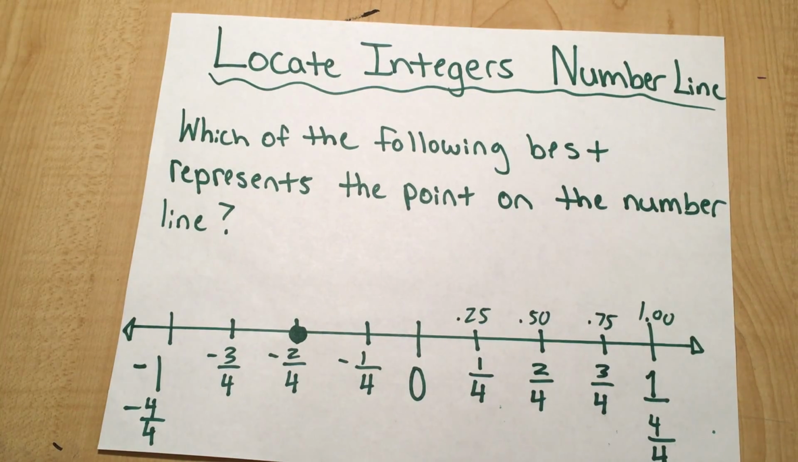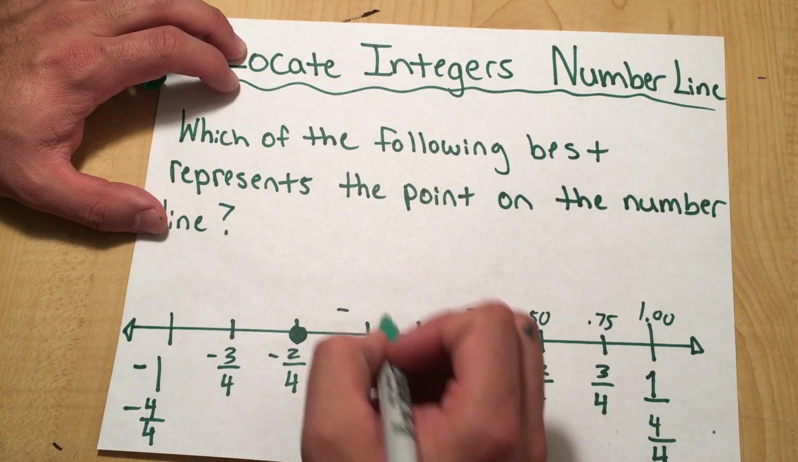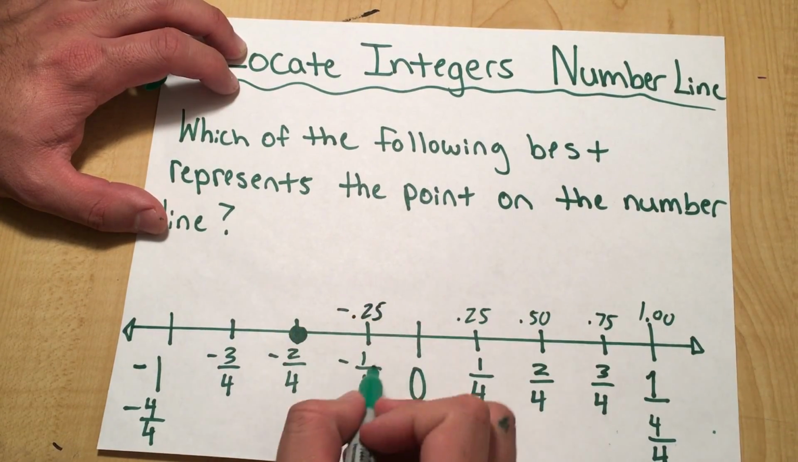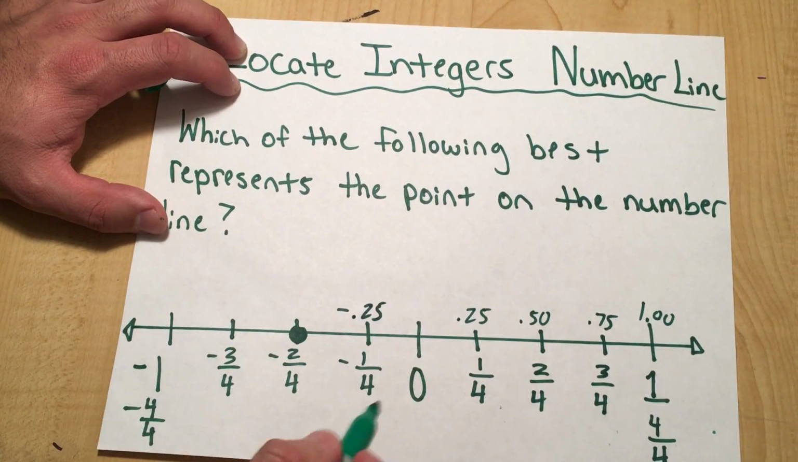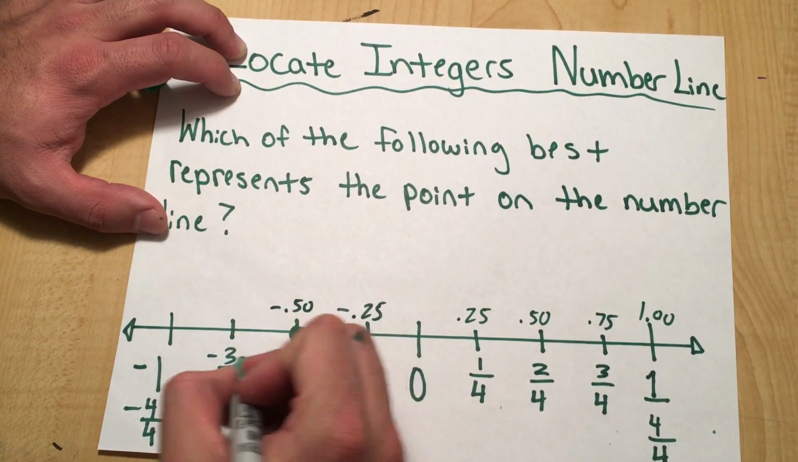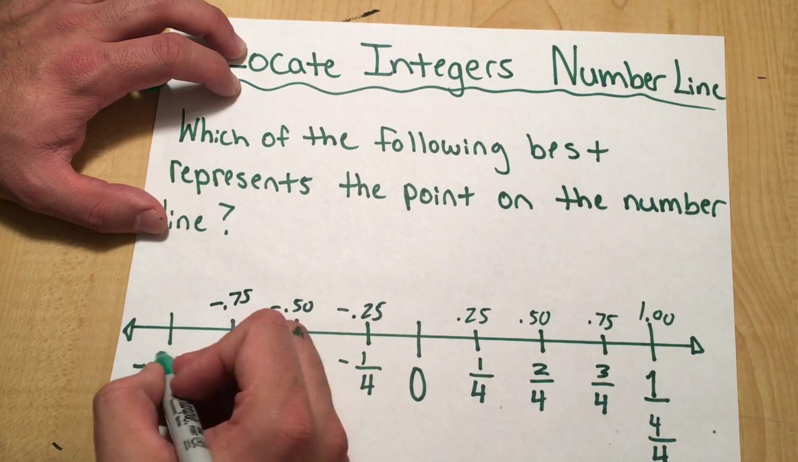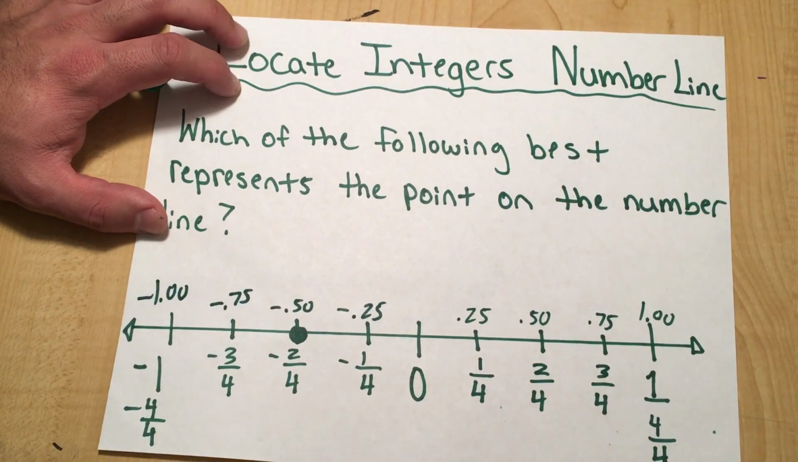Okay? So in decimal form, this would be negative, same as 1/4, -0.25. We just got to put a negative sign because we're to the left of the 0. This would be 2/4, -0.50. What do you guys think this would be over here? You guys got it, -0.75. And over here it would be -$1.